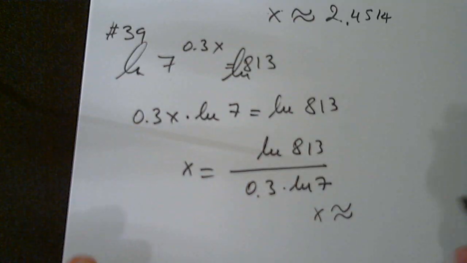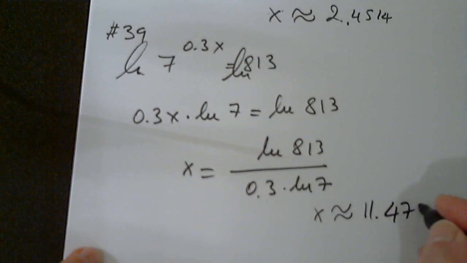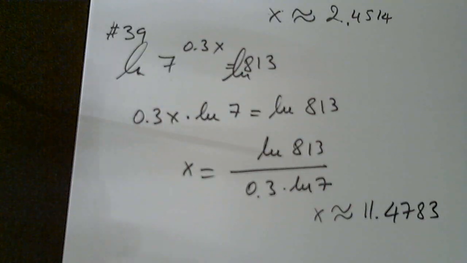So approximately 11.4783. Do not use the approximation to check, but just say 7 power in parentheses 0.3 times the previous answer, because it's right here above. And when I press enter, if I do not get 813, then the answer is wrong. Any questions on 39?